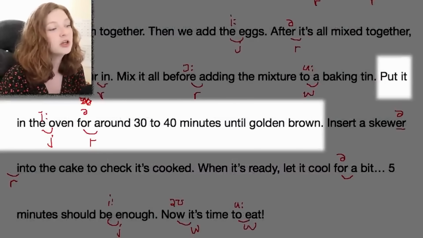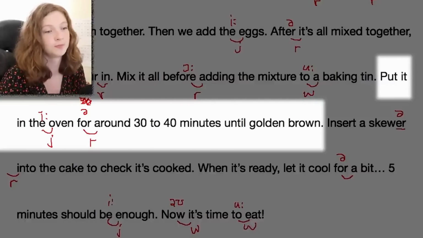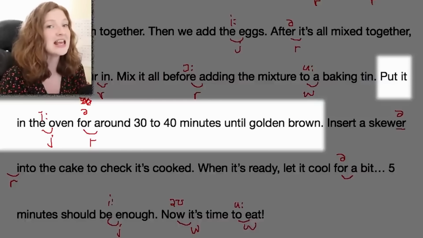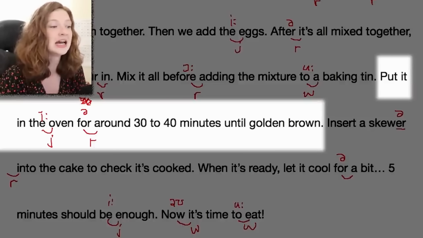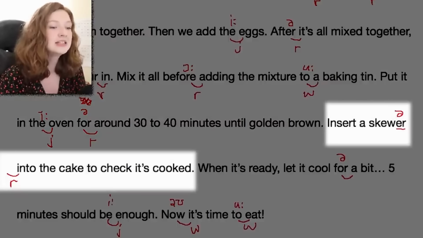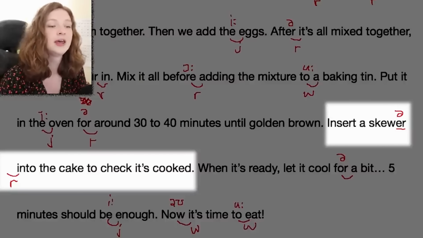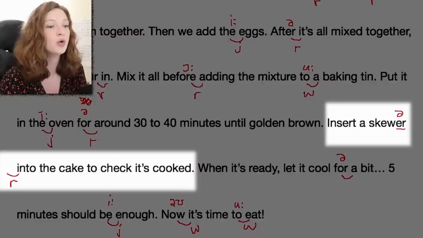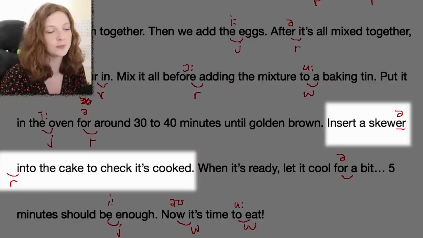Put it in the oven for around 30 to 40 minutes until golden brown. Insert a skewer into the cake to check it's cooked.